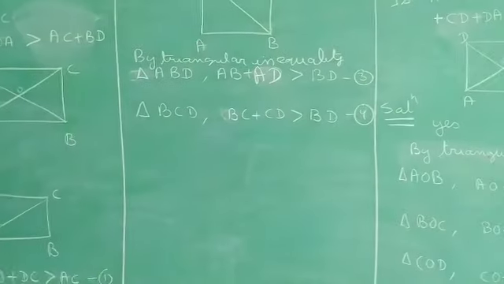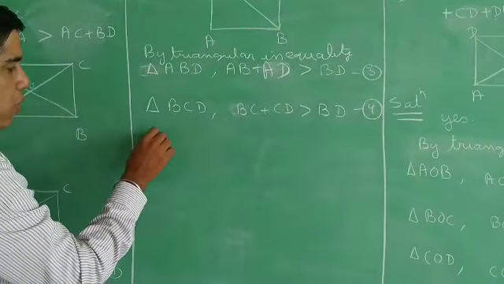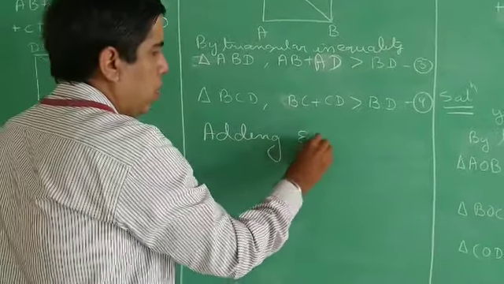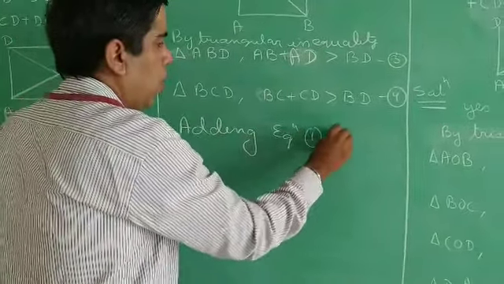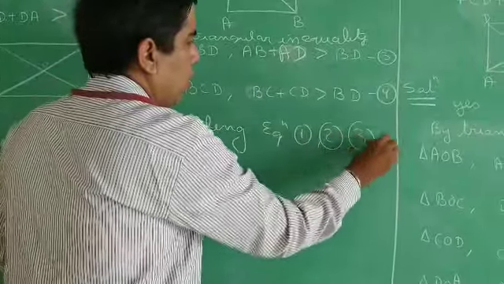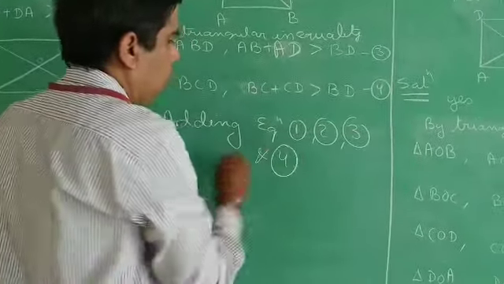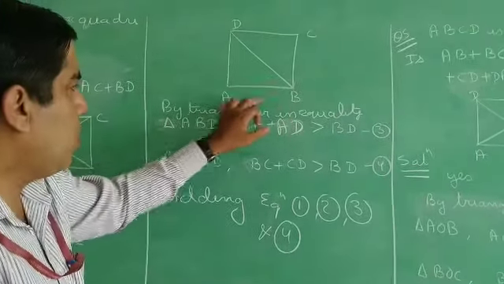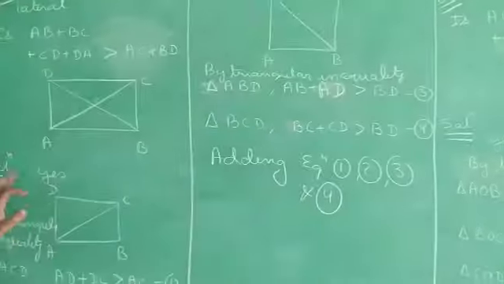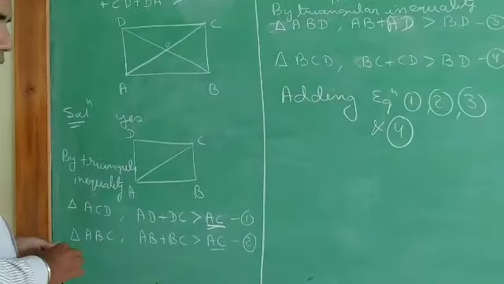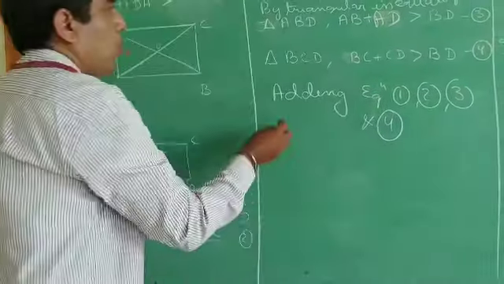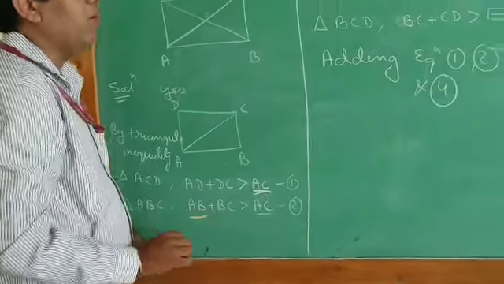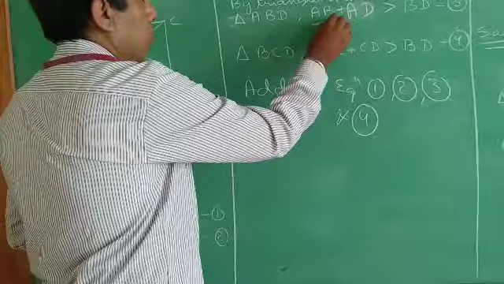Now I am going to add equation 1, 2, 3 and 4. Adding equation 1, 2, 3 and 4. Right here you can see it is AB plus AD, now you can see I am adding this. So now just see here, AB is coming how many times? Let us count first AB. AB is here, 1 AB, and 1 AB is here also.